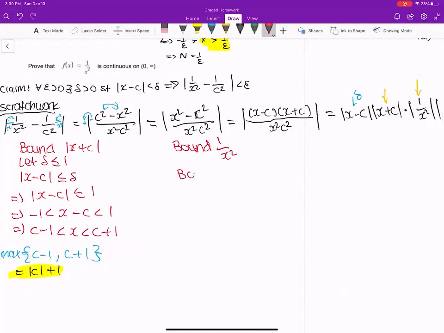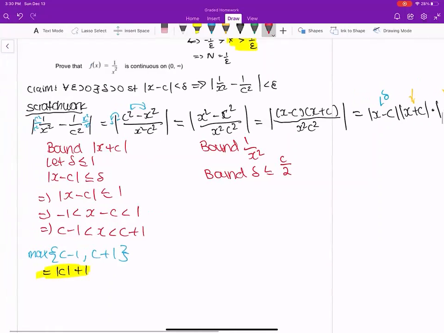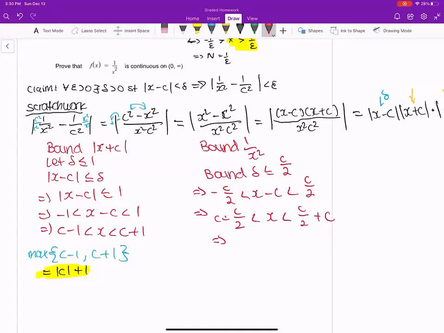So now we can choose another bound for delta to be less than or equal to c over 2. This is just a common bound that's chosen to avoid overlap. So we get minus c over 2 less than x minus c less than c over 2, by the same idea as over here. You move the c over, you get c minus c over 2 less than x less than c over 2 plus c. That gives you c over 2 less than x less than 3c over 2.